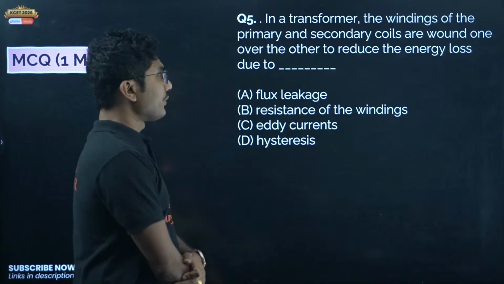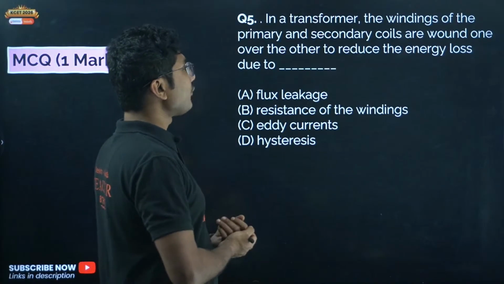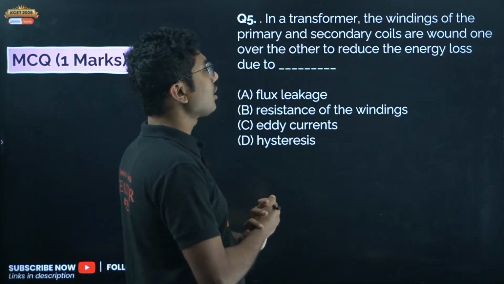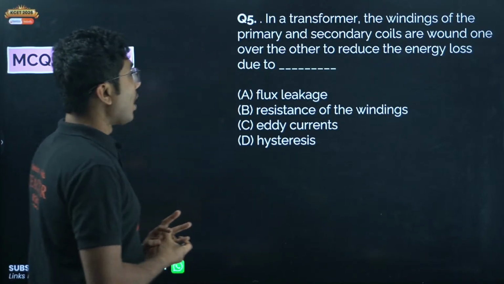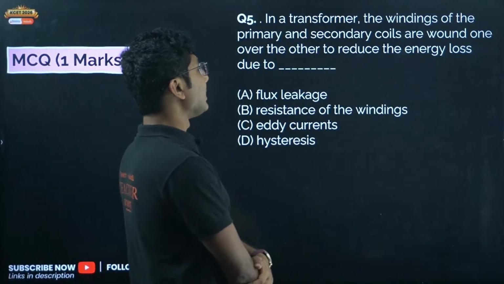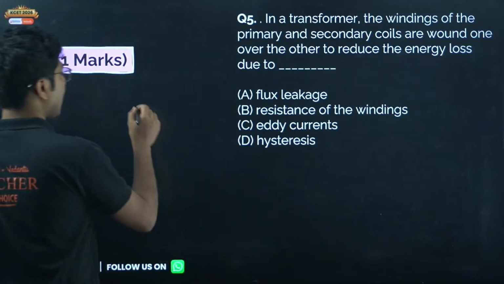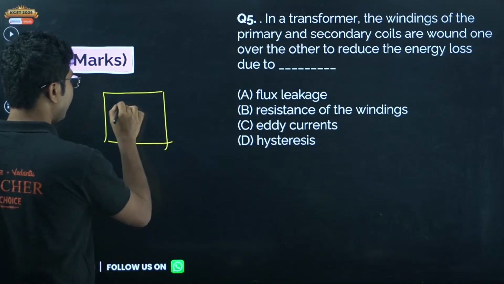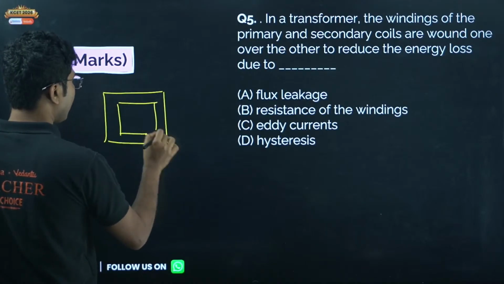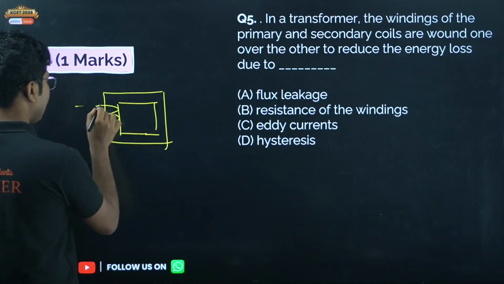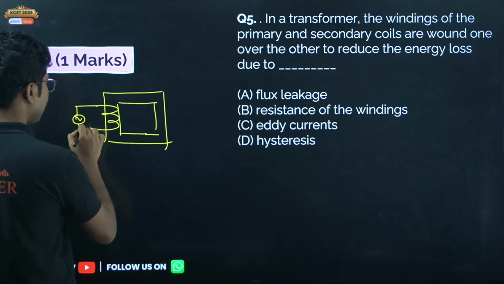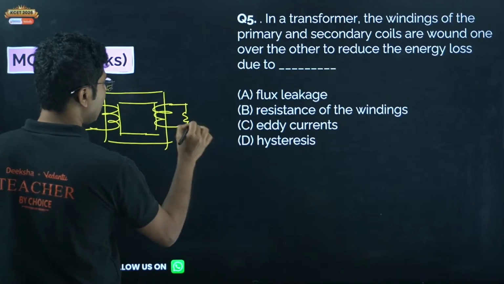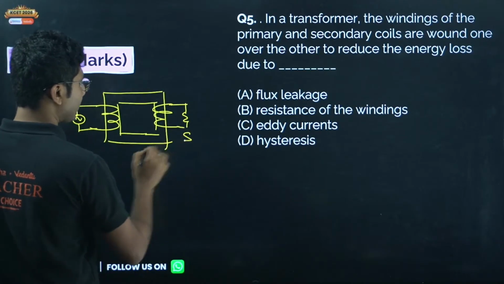Now next, question number 5. In a transformer, the windings of the primary and secondary coils are wound one over the other to reduce the energy loss due to. So in a transformer generally there are two setups. One setup is simple where we have a box kind of setup. This side is called primary where we are applying the voltage, and this side is called secondary where we collect the voltage through a resistor.